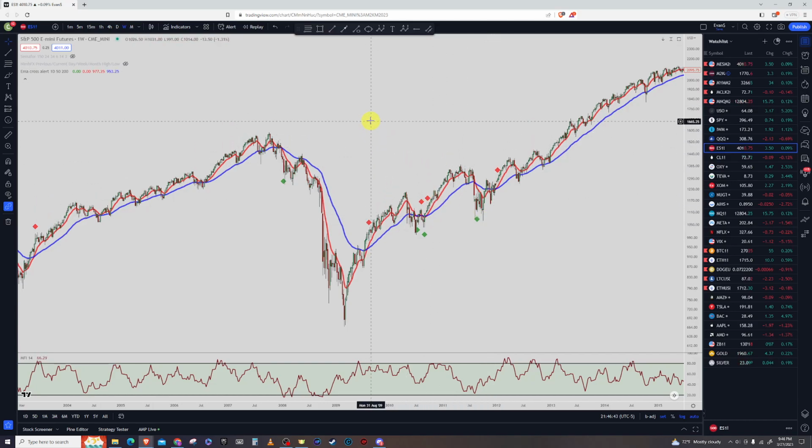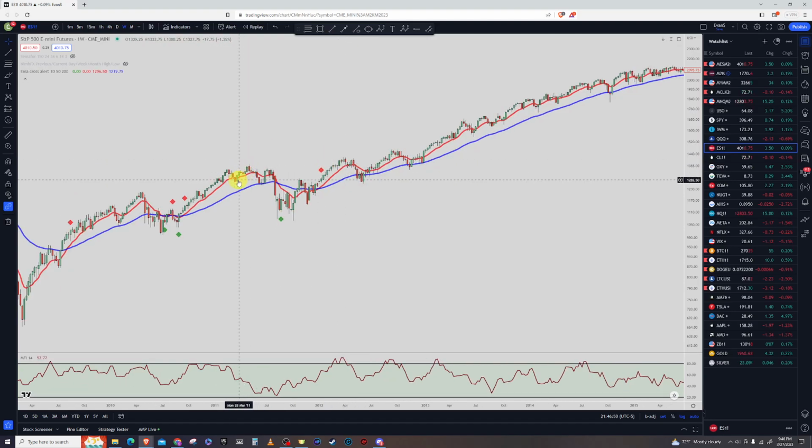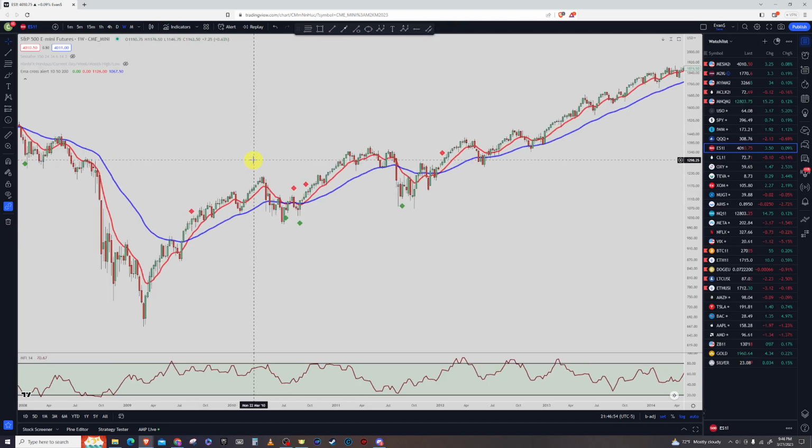On the chart right here, we are looking at a daily chart from the S&P E-mini futures, and the red line on here is the 50-day moving average. The blue line is the 200-day moving average. We're using the exponential moving average for this one.